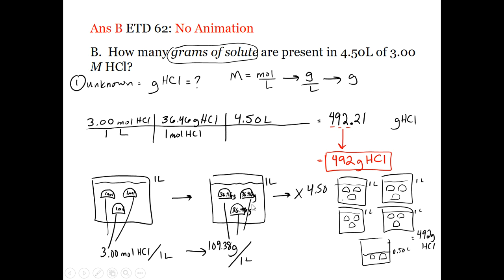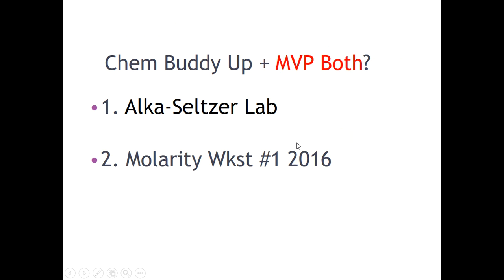That adds up to that 109, and then I have 4.5 of those beakers because I got 4.5 liters. That's going to add up to like 492 grams. That's a lot of piles of acid, because that's a big jug of acid, right? Always ask yourself if it makes sense. This animation and the steps for it will be on the PowerPoint too.